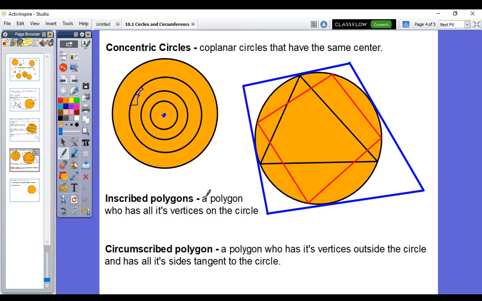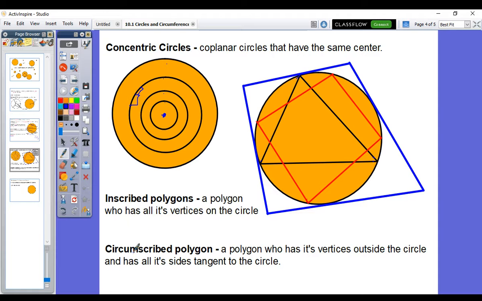Now, inscribed polygons are shapes, for example, this rectangle and this triangle, that are inside the circle, and their vertices touch the circle. So if it's a square, it has 4 vertices, or some sort of quadrilateral has 4 vertices, so it has 4 points of intersection. If it's a triangle, 3 vertices, 3 points of intersection.